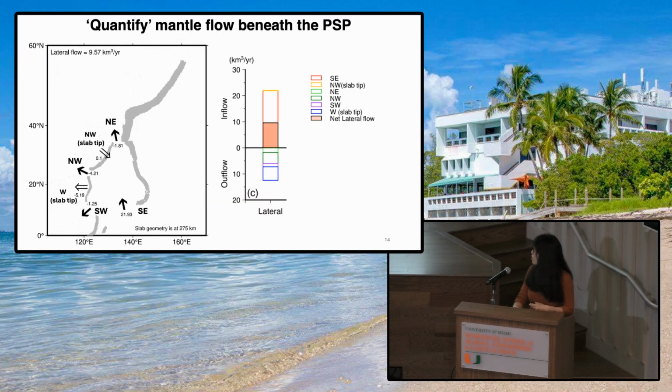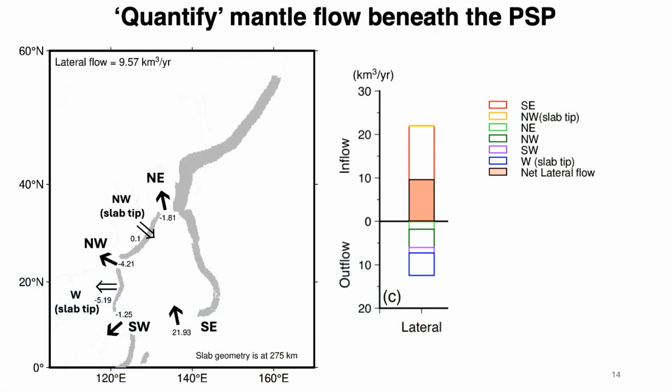To answer this question, we try to quantify the mantle flow in the upper mantle. The first thing is the lateral flow. Here on the left side, we show the different types of lateral flow directions by these arrows, and the numbers show the magnitude. On the right side, we combine them together, and we get the net lateral inflow here.